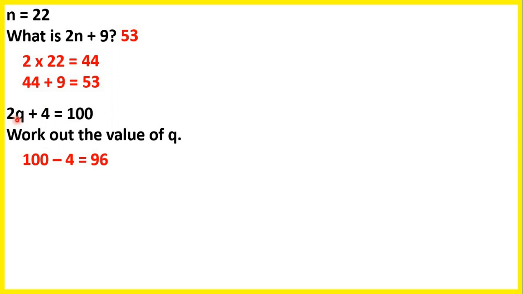But if 2 times q is 96, to work out q, we need to divide 96 by 2. We can use short division, and that gives us 48. So that's the value of q, because 2 times 48 plus 4 is 100. 2 times 48 is 96, and 96 plus 4 is 100.